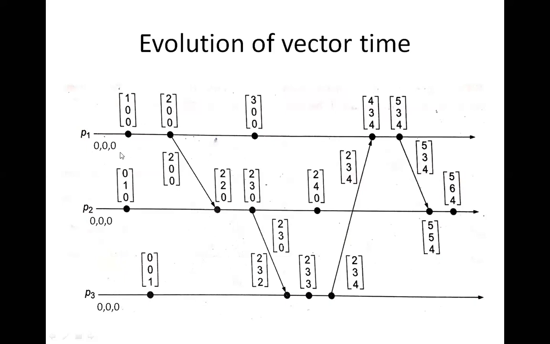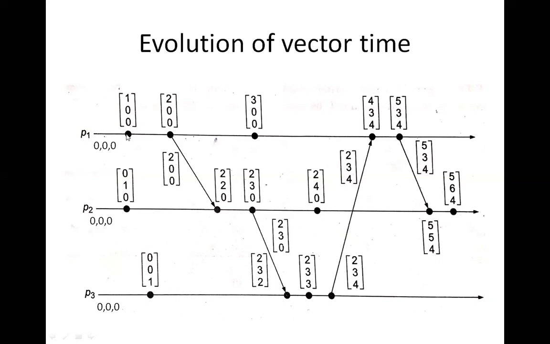Now at a particular moment of time, P1 has initiated an event, and before that no event has occurred. So it will update the vector by the value 1. The first 0 will become 1 because it is the first event of the process P1, and P1 does not know about the events happening in the processes P2 and P3. At this particular juncture, P1 knows only 0, 0 for them.